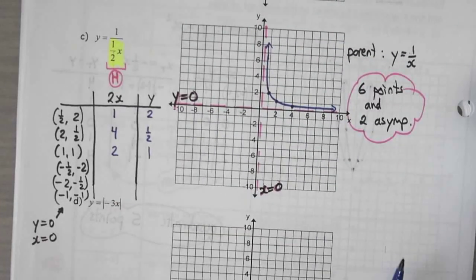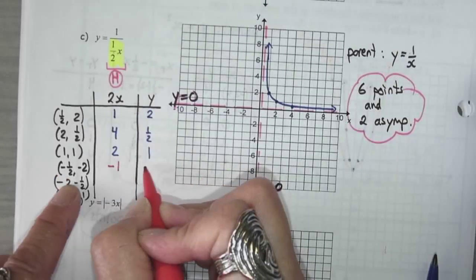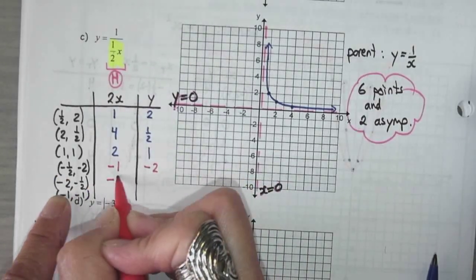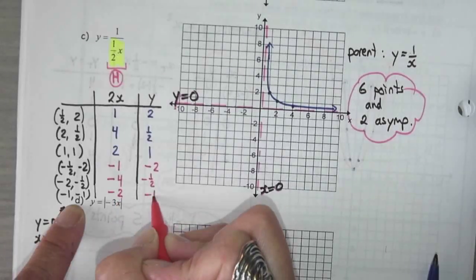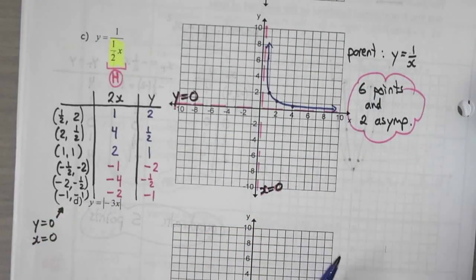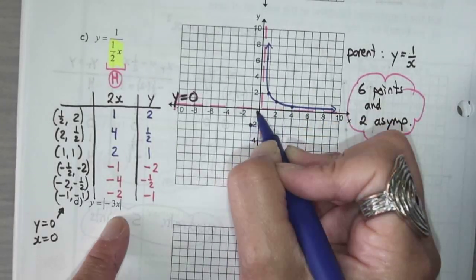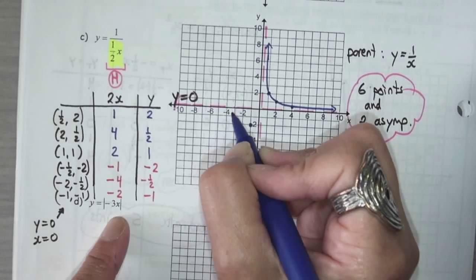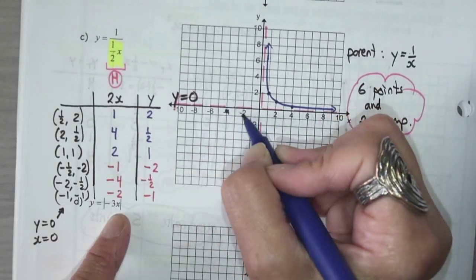Do the same with the next points. So negative 1/2 goes in, you get negative 1, that's negative 2, negative 4, negative 1/2, and negative 2, negative 1. So when I plot those, negative 1 is negative 2, negative 4 is negative 1/2, and negative 2 is negative 1.